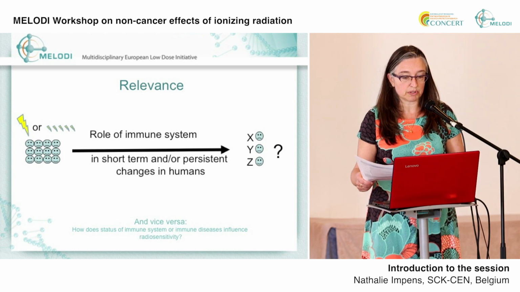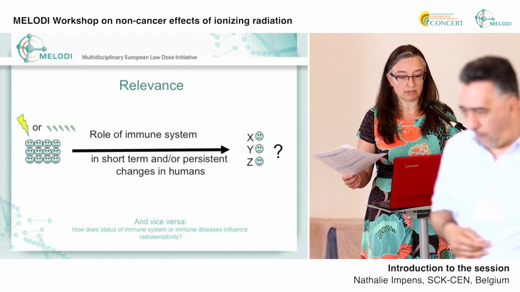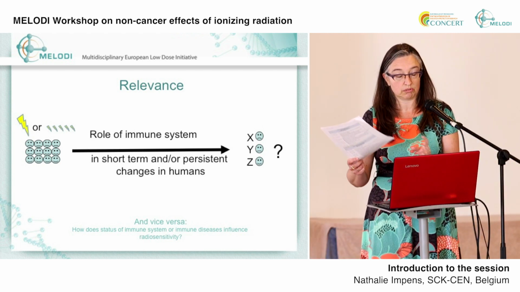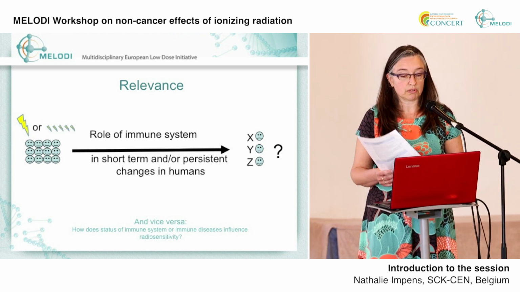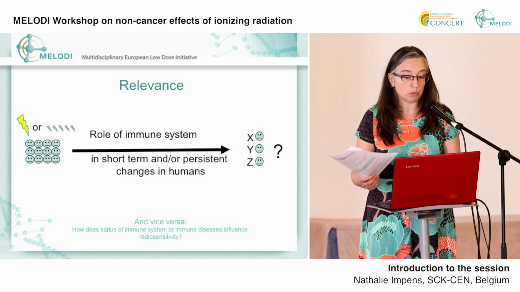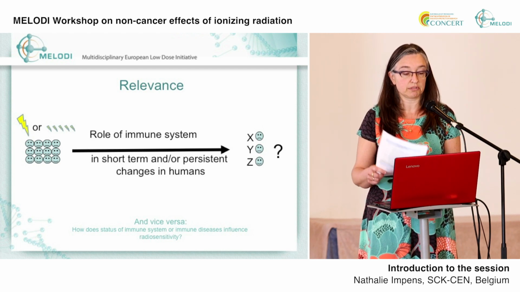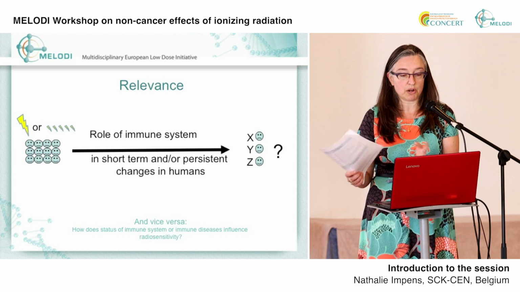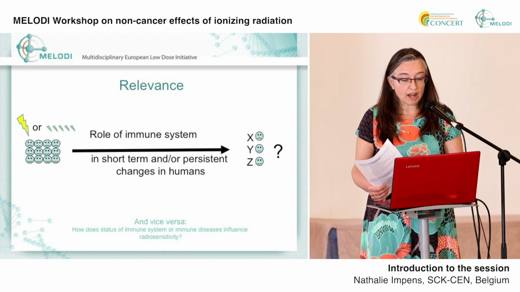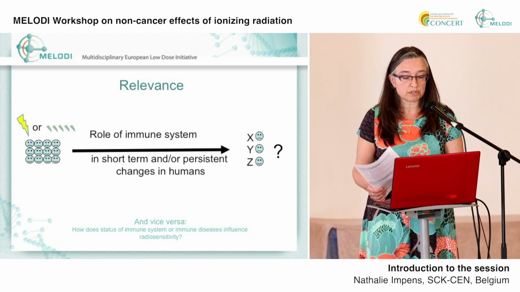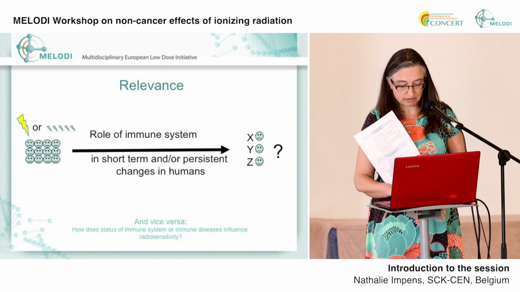And so what we want to know is how many people will get adverse effects which can lead to real diseases, or which ones are more or less affected and which do not react. So that's what we want to know. If we have ionizing radiation, how will this affect health? And vice versa, how does the status of the immune system or immune diseases influence the radiosensitivity?